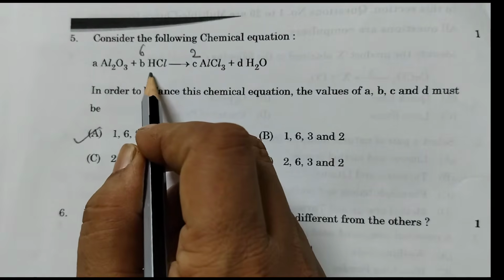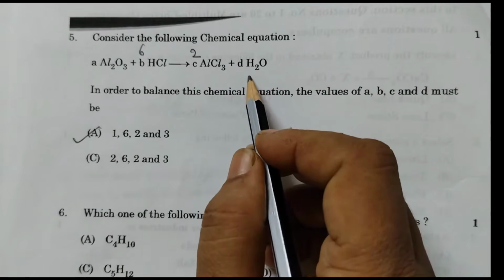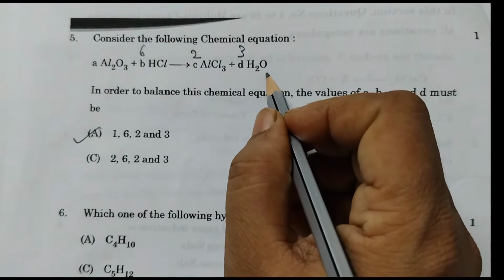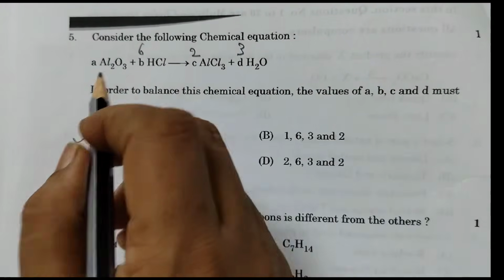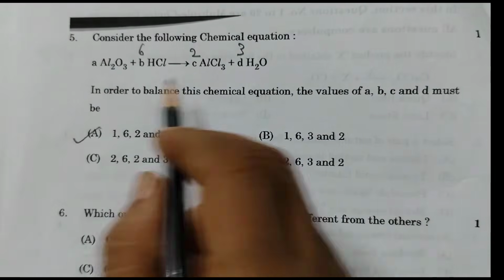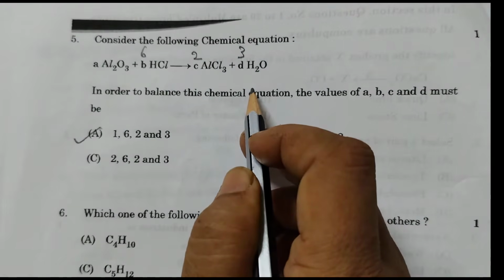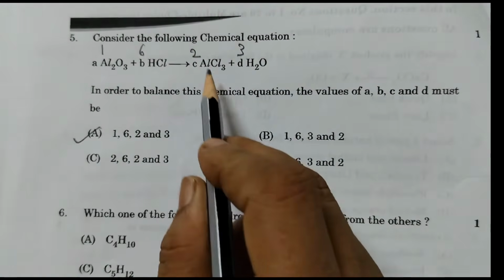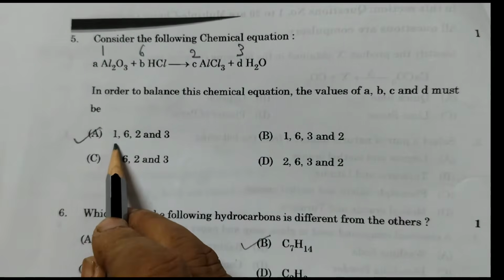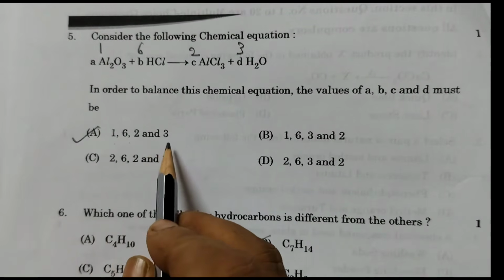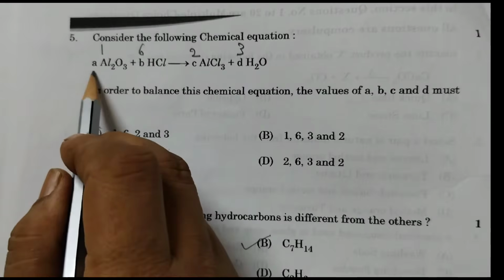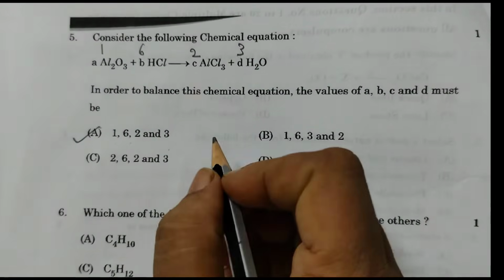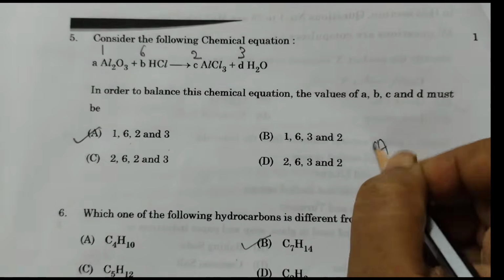Now we'll balance H. H is 6, so this side also we should have 6. 2 is here, so this should be 3. Now oxygen is left. 3 oxygen here, and here it's already 3 oxygen. That means it is all balanced. You can just count and check. So the correct option is 1, 6, 2, 3. Here A is 1. Just be careful, nothing is written there, it is just 1. Option A.